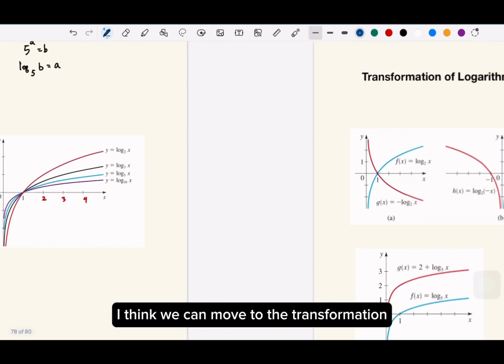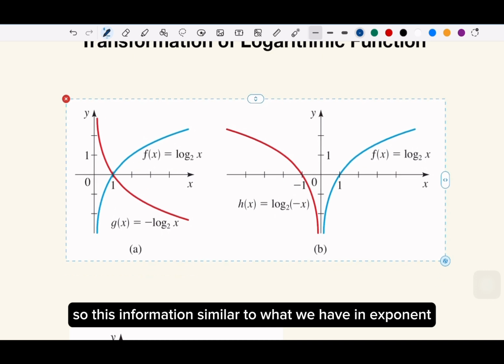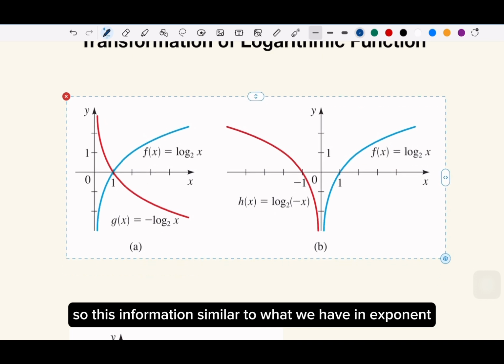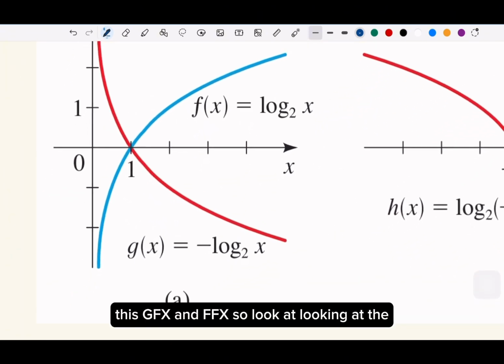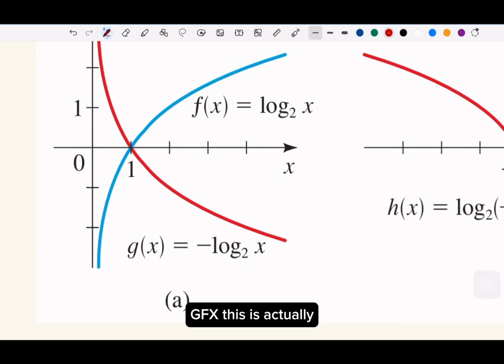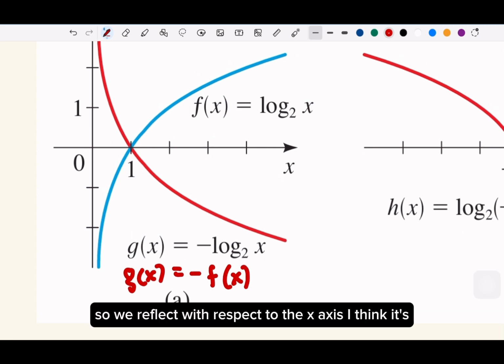I think we can move to the transformation. So the transformation, similar to what we have in the exponent, we could start to see the reflections. So looking at this g of x and f of x, g of x is negative f of x. So we reflect with respect to the x-axis.